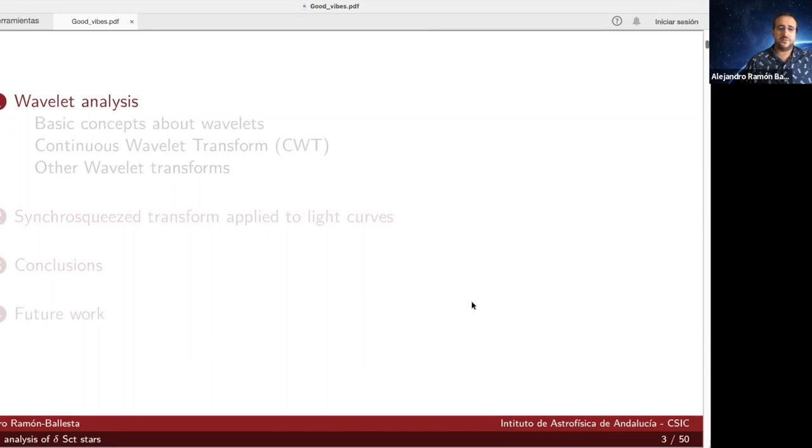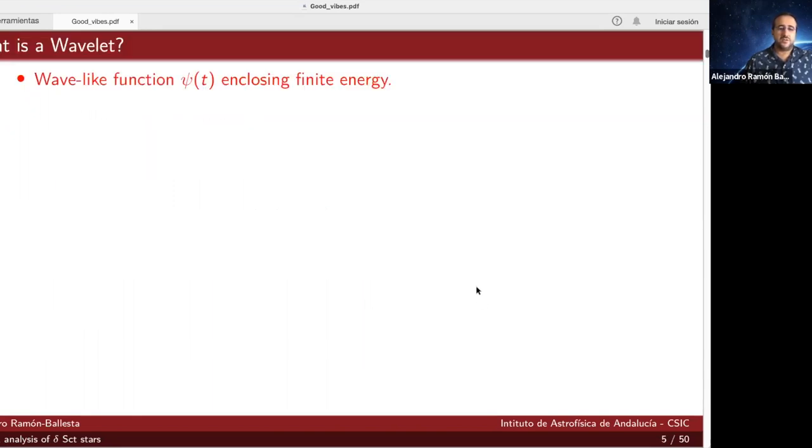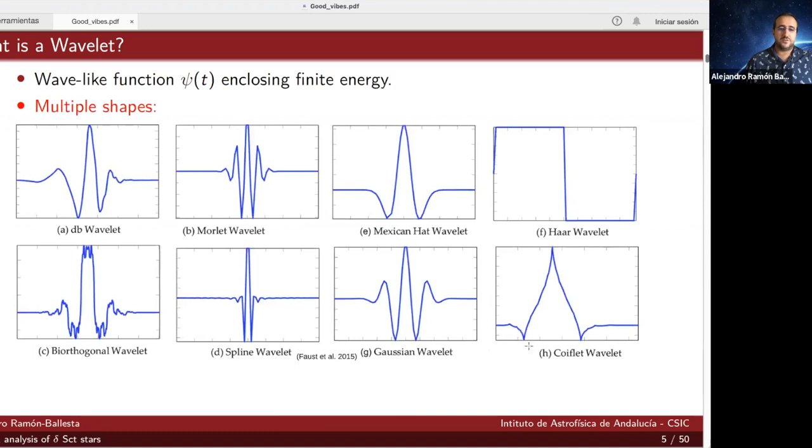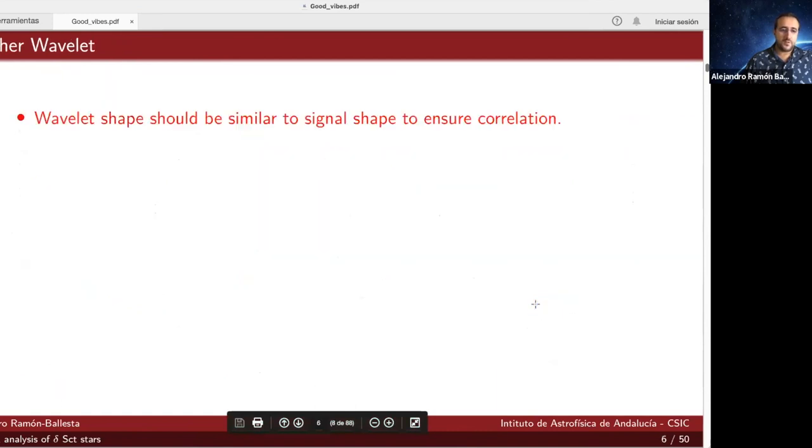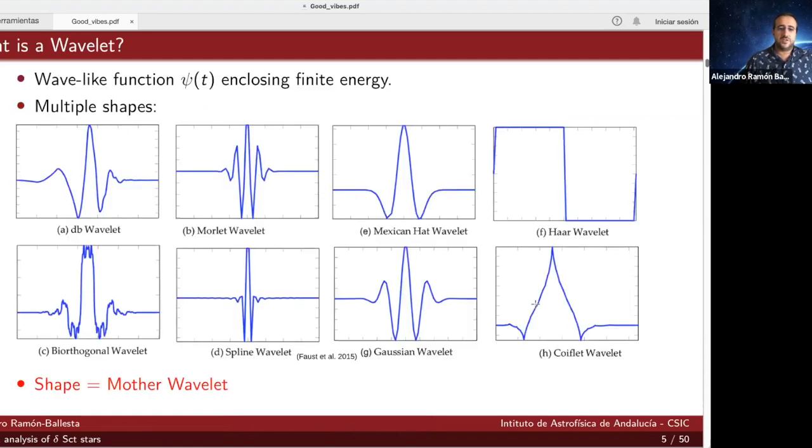So to start with the wavelet concepts, a wavelet is a finite function that looks like a chunk of a wave. There are multiple shapes that can be considered a wavelet. Each of these shapes defines a family, and we call the function that gives the main shape the model wavelet. When we want to perform a wavelet analysis, we should be using a shape similar to the signal we want to analyze, because it wouldn't make sense to correlate a square wavelet, for example, with a sinusoidal signal. They wouldn't correlate at all.